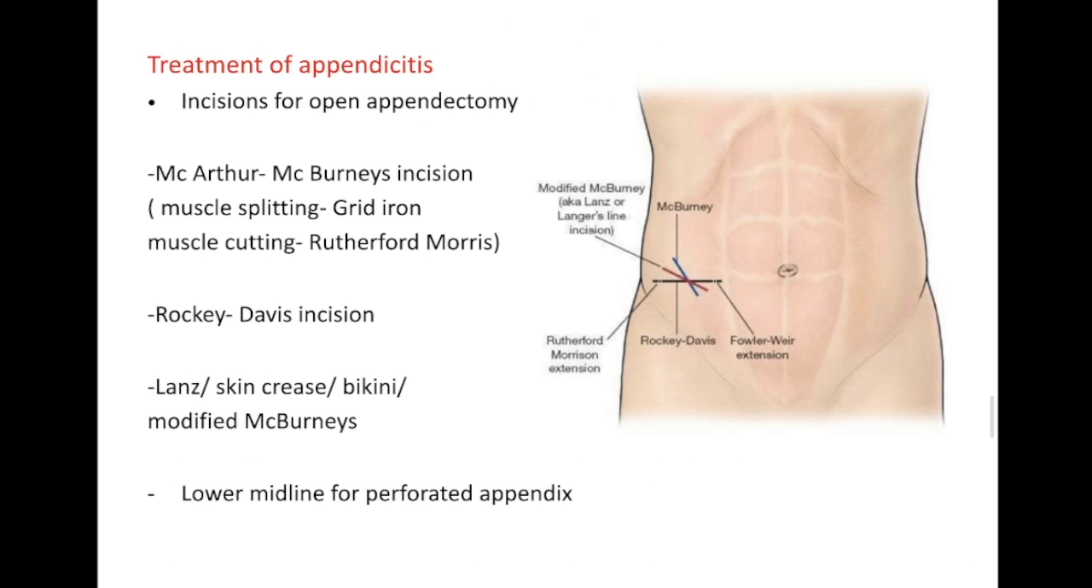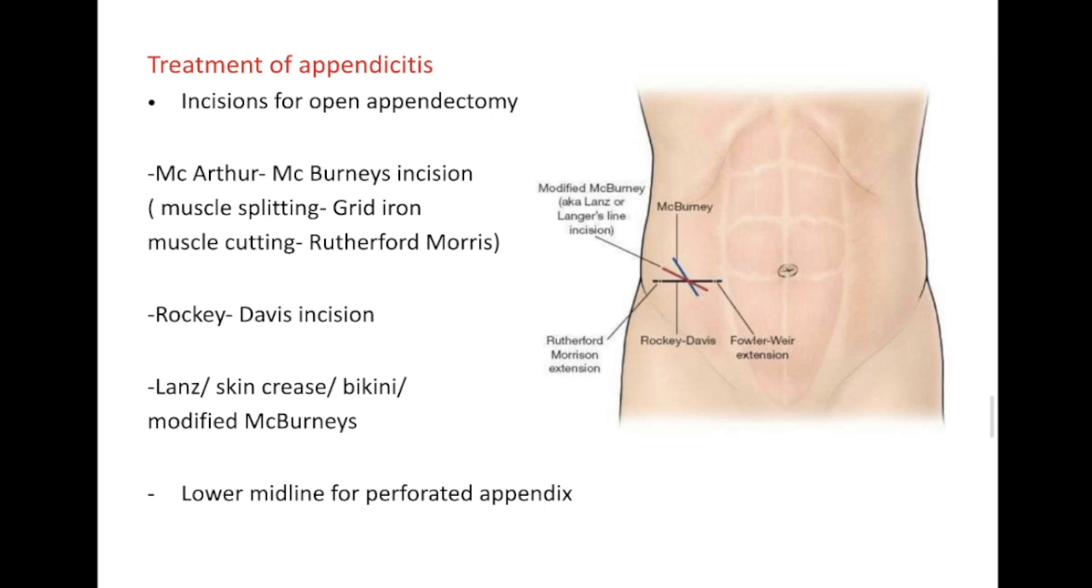So coming to the treatment of appendicitis, the incisions given for open appendectomy are shown in the figure. There's the McBurney's incision, which is perpendicular to the line joining the ASIS and the umbilicus, usually one-third of the distance away from the ASIS at McBurney's point. We may further continue the incision as a muscle-splitting one, which is the Gridiron incision, or a muscle-cutting one, which is the Rutherford-Morris incision.